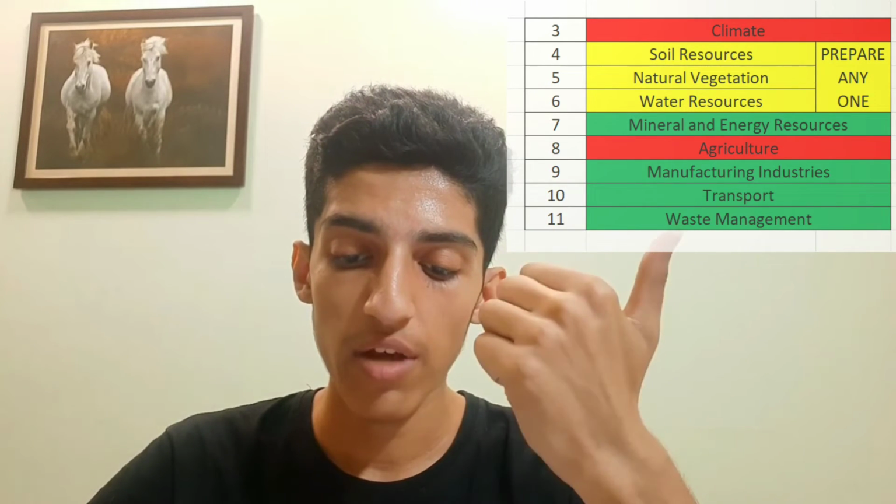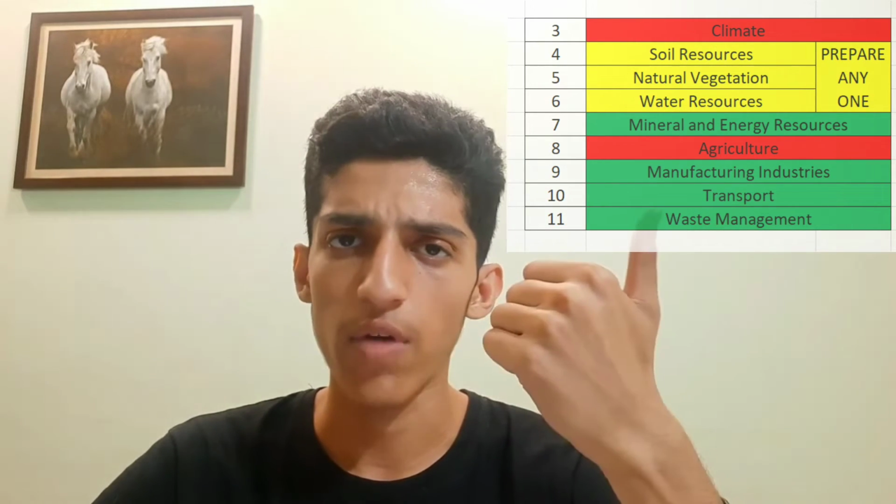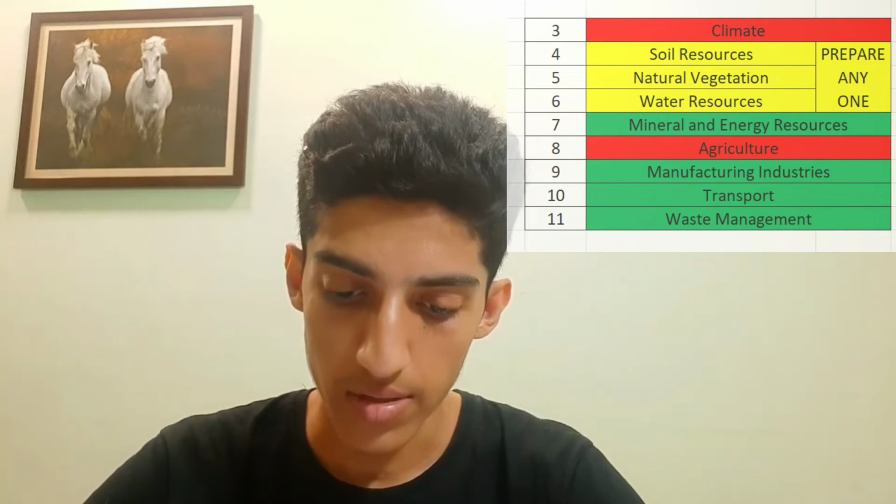So in the first category, you could attempt any one chapter. In the second category, chapters 7, 9, and 10 are a must, right? Because you are selecting only one question from the first category. So if you selected water resources, that's fine. You could attempt one question related to water resources, but then you have to attempt all 3 manufacturing industry questions, right? So we have mineral and energy resources, manufacturing industries and transport, and then waste management.